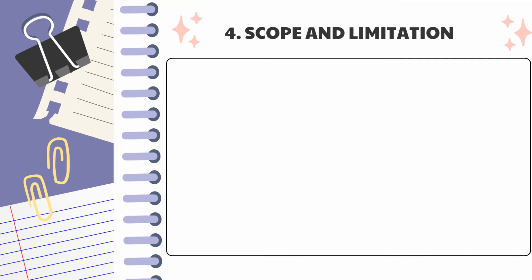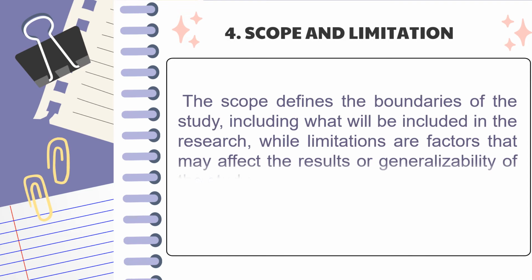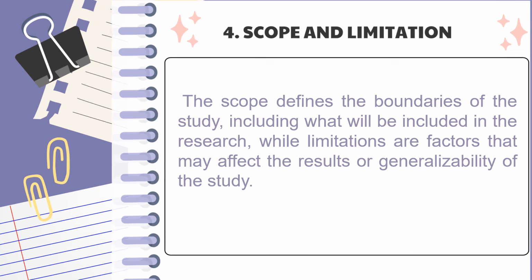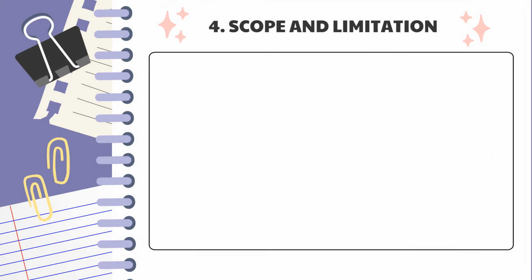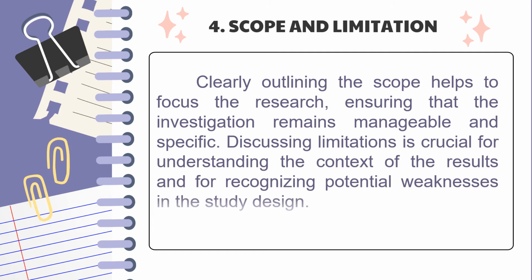Scope and limitations. The scope defines the boundaries of the study, including what will be included in the research, while limitations are factors that may affect the results or generalizability of the study. Clearly outlining the scope helps to focus the research, ensuring that the investigation remains manageable and specific. Discussing limitations is crucial for understanding the context of the results and for recognizing potential weaknesses in the study design.